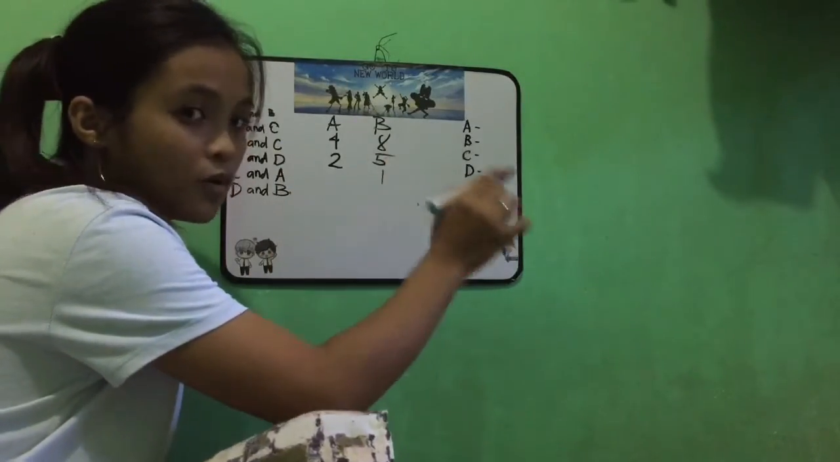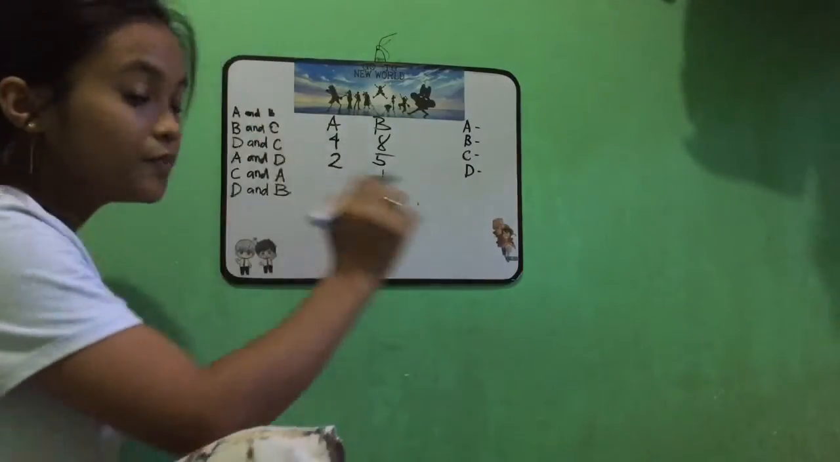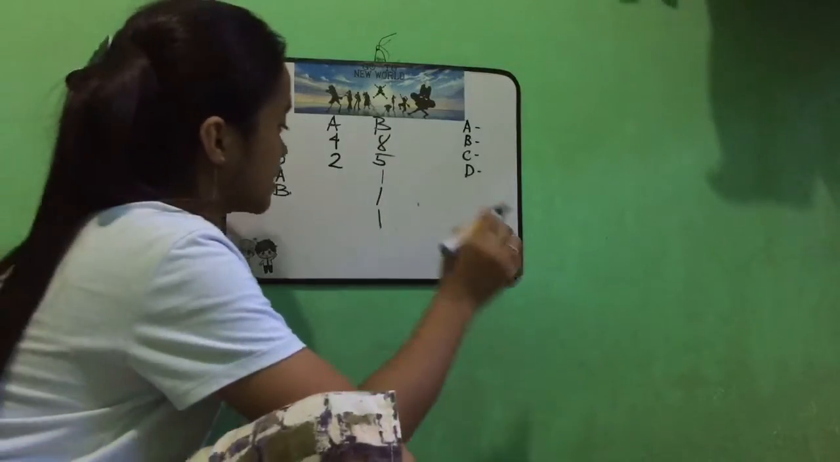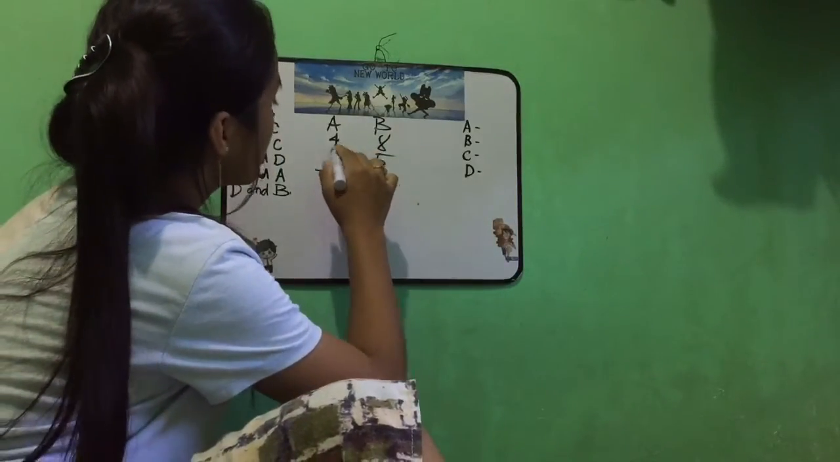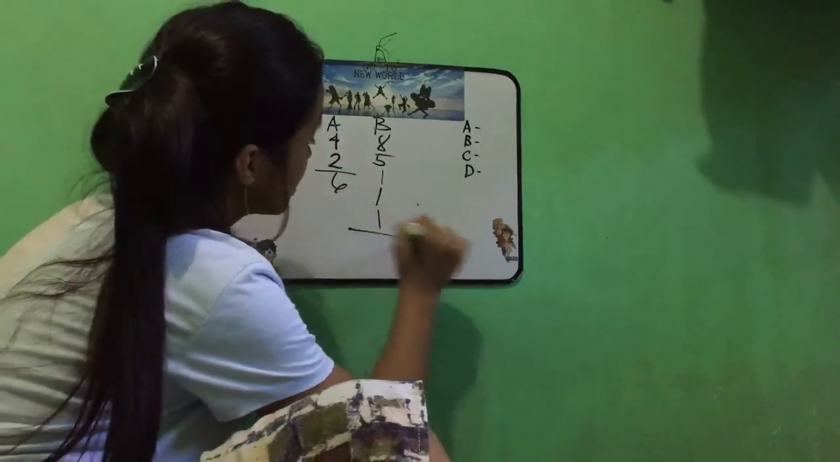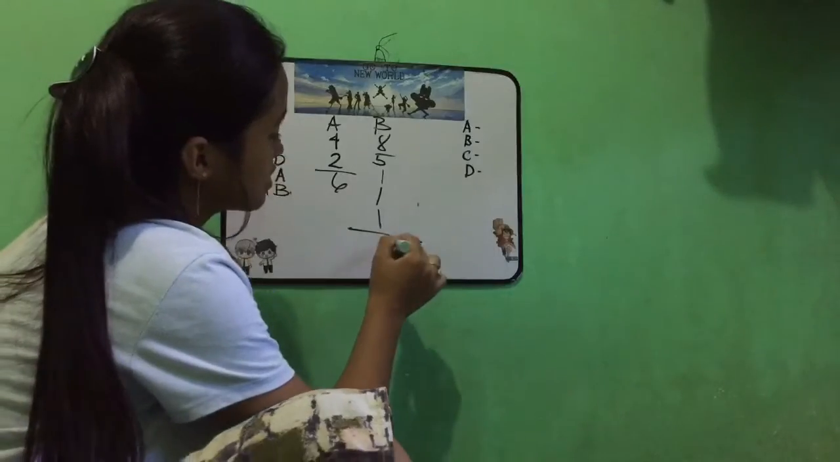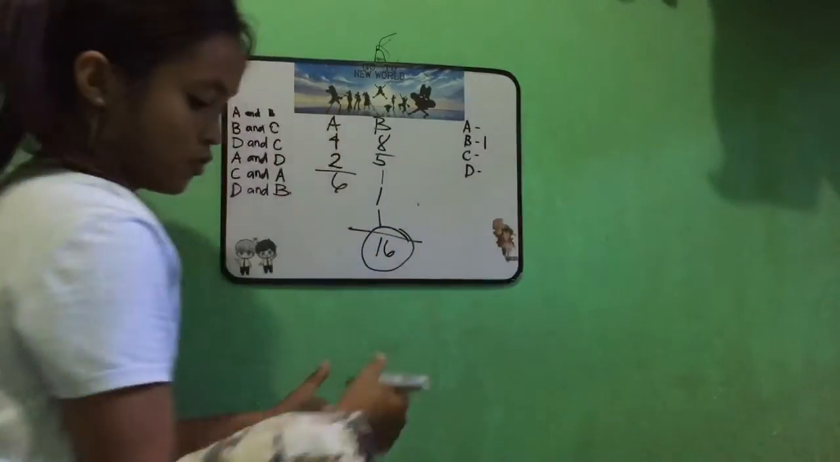B will have 1 vote since it appeared earlier than A. In the last column, B will have 1 vote again since it appeared earlier than A. So let's sum it all up. 4 plus 2 equals 6, 8 plus 5 equals 13, plus 1, 14, plus 1, 15, plus 1, 16. So the winner is B. So let's put 1 point to B.